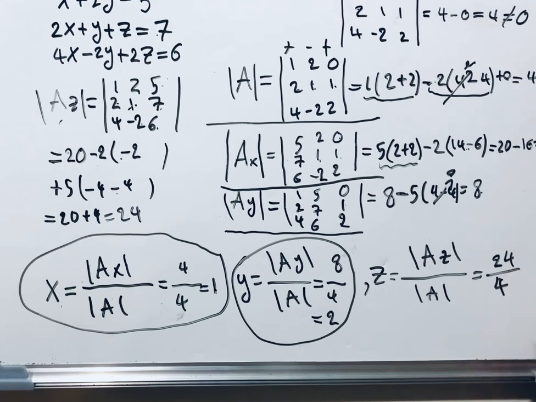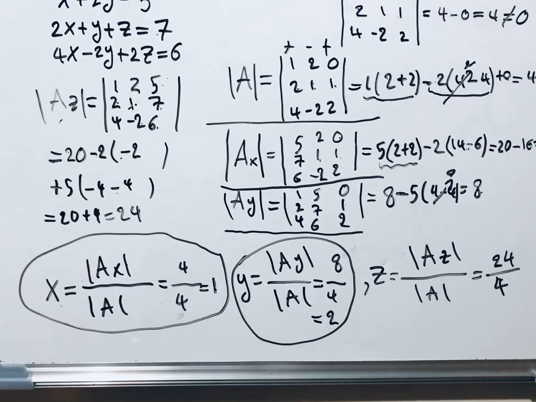Over what? Over 4, right? So that's supposed to give us 6, but I think if you put it here, that would be wrong. So there should be a mistake here. I'm not sure.